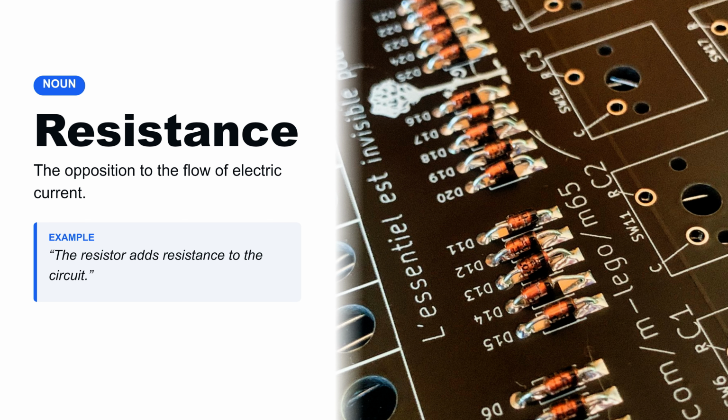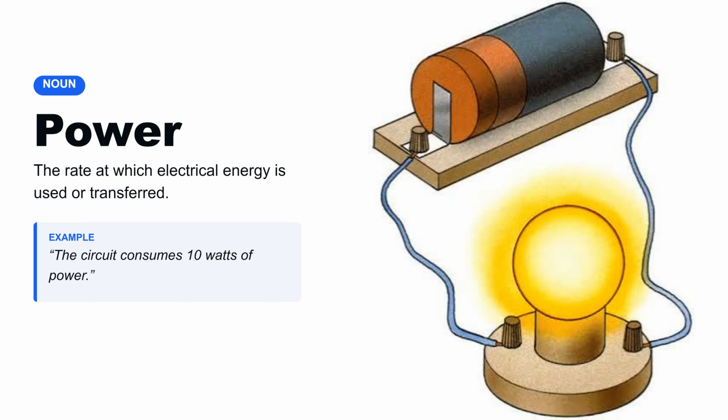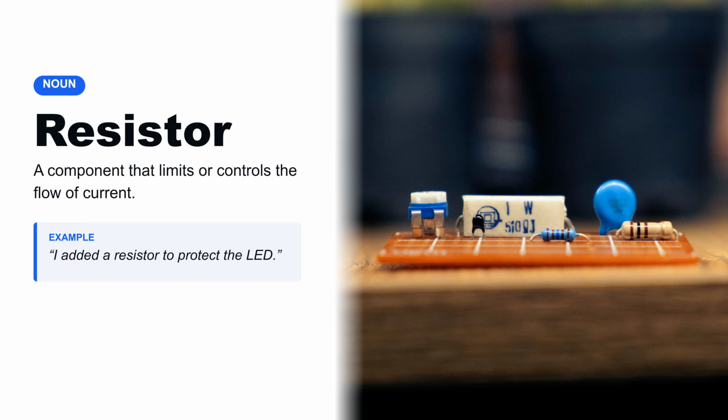Resistance. The opposition to the flow of electric current. The resistor adds resistance to the circuit. Power. The rate at which electrical energy is used or transferred. The circuit consumes 10 watts of power. Resistor. A component that limits or controls the flow of current. I added a resistor to protect the LED.